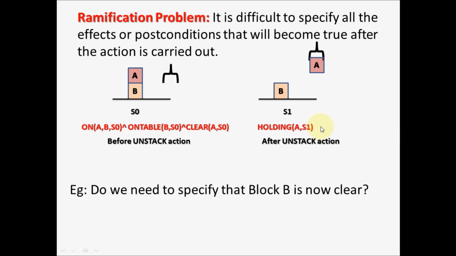There is nothing on top of that block B. So will the machine understand this, or will you have to specify this? You will have to specify this explicitly. So how many things are we going to specify one after the other? It is difficult. So do we need to specify that block B is now clear after taking the action? Yes, you will have to. So this problem is ramification. Because you cannot specify everything, or all the effects that will become true after the action is carried out, in the realistic domain, in the real environment.